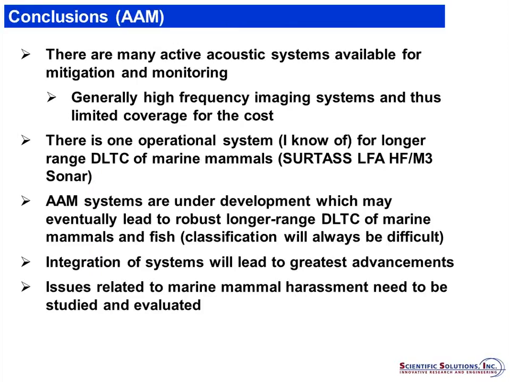That's the end of this first part, and if we go to the next slide, we'll talk quickly about the second part. Active acoustic systems available for monitoring. Generally, most of the systems that have been talked about are high-frequency imaging systems. The one operational system that I know for longer range detection of marine mammals is a system that's on the Navy SURTASS LFA platforms called the HF/M3, high-frequency marine mammal monitoring sonars. The AIM systems are under development, and I believe that integration of the systems will lead to the biggest advancements, integrating the longer range and the shorter range systems to understand what's coming down and then what's actually going through the devices. And I think that probably the biggest issue with these AIM systems is the issues related to marine mammal harassment that need to be addressed.